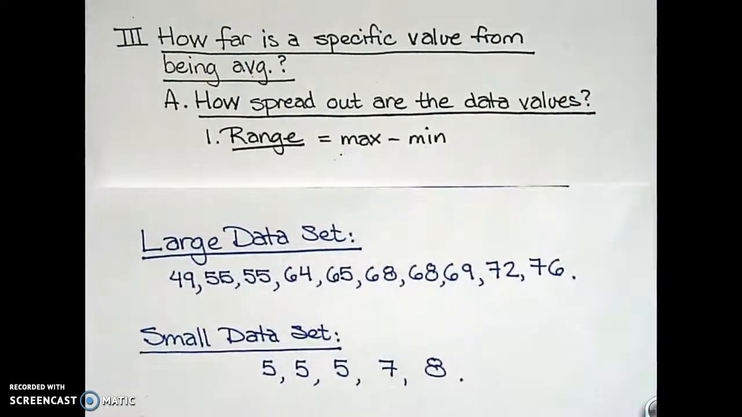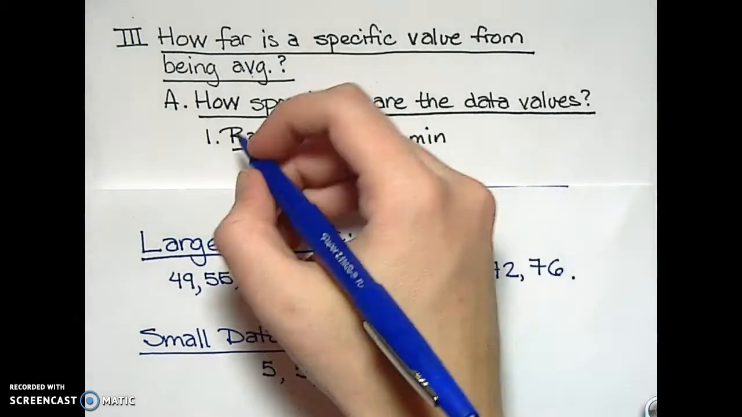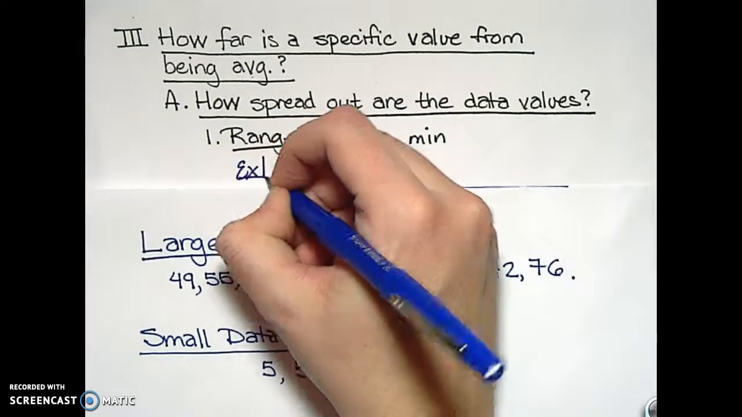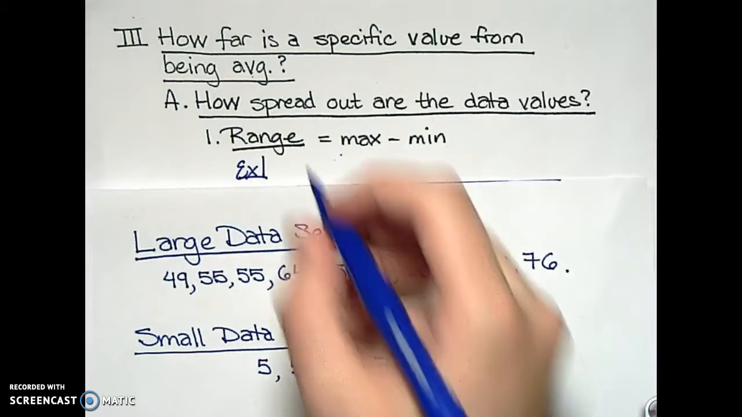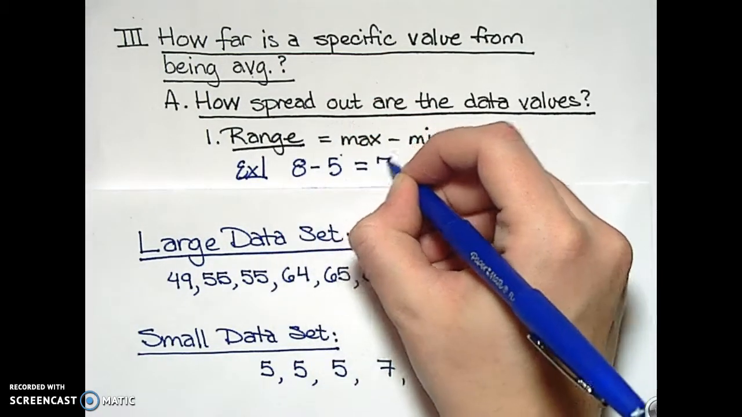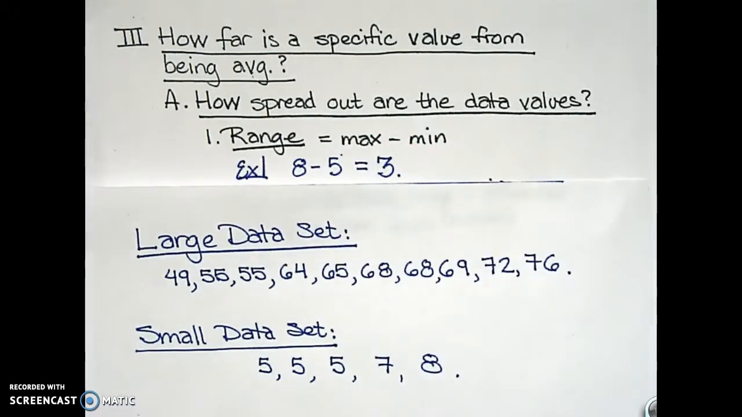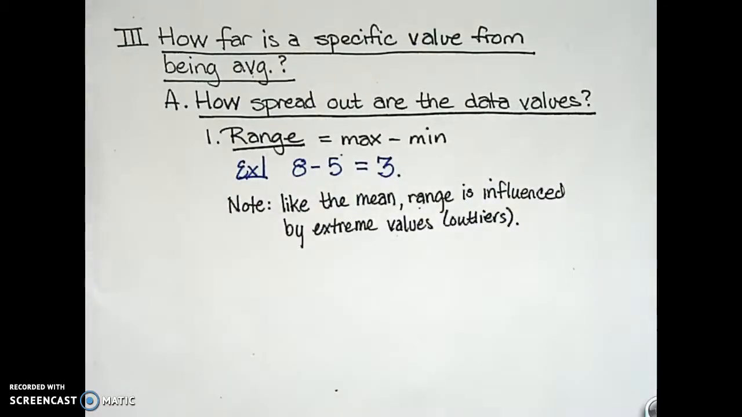For example, if we were to look at our small data set that just has the 5 values 5, 5, 5, 7, 8, the range of this data set would be 8 minus 5, our largest value minus our smallest value, or 3. So it has a range of 3. Given the definition of the range, then, we observe that, like the mean, the range is influenced by extreme values, or what we call outliers.